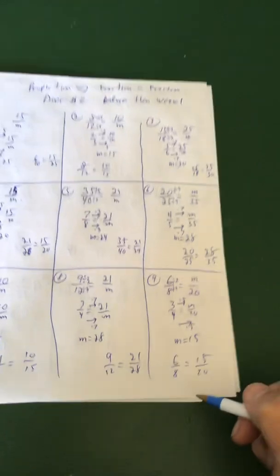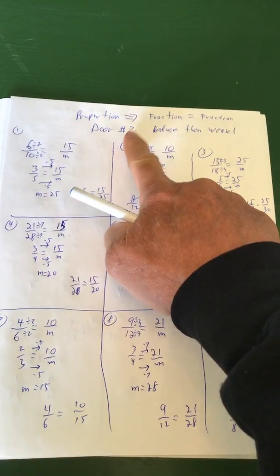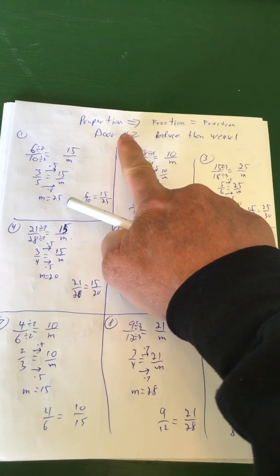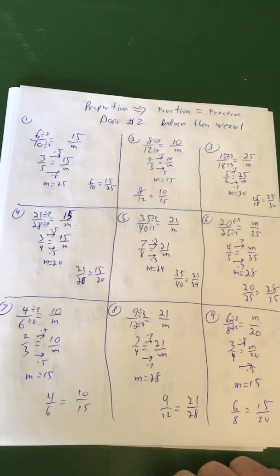So anyways, there was how to do door number 2. Remember, you always try to do door number 1 first. If you can't, then you try door number 2. The next video will be door number 3. All right?